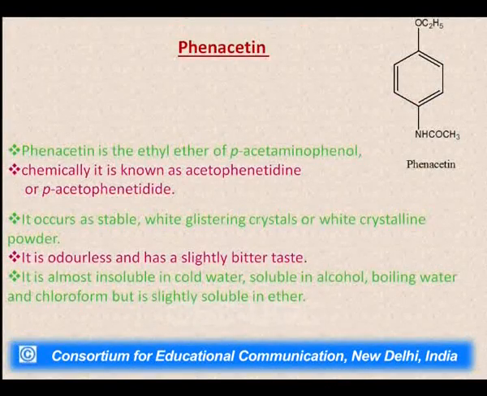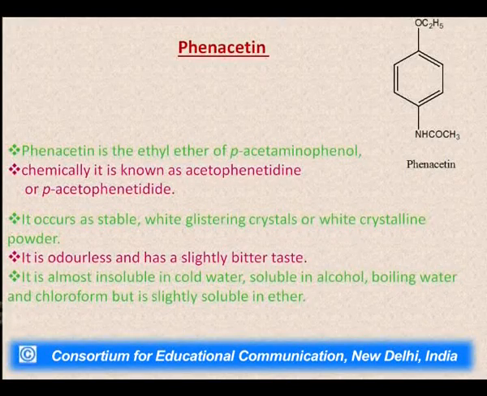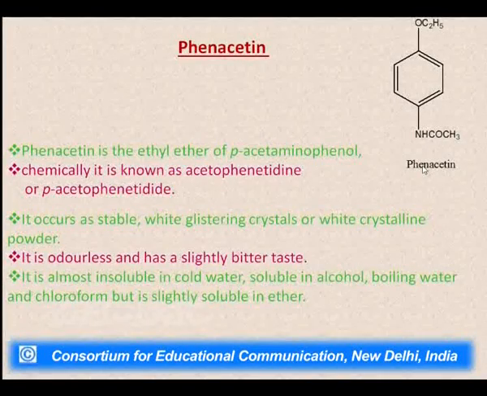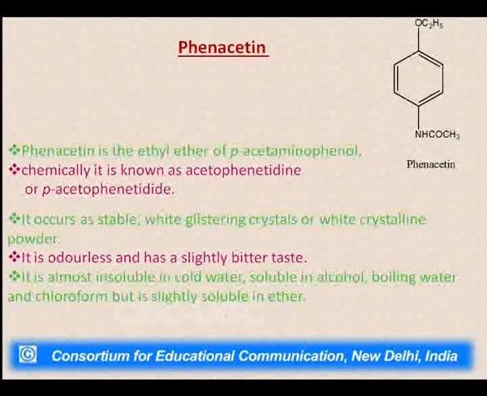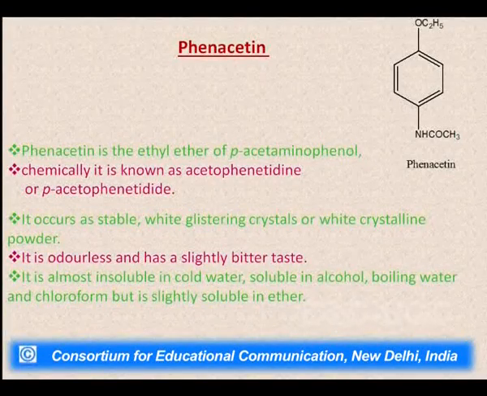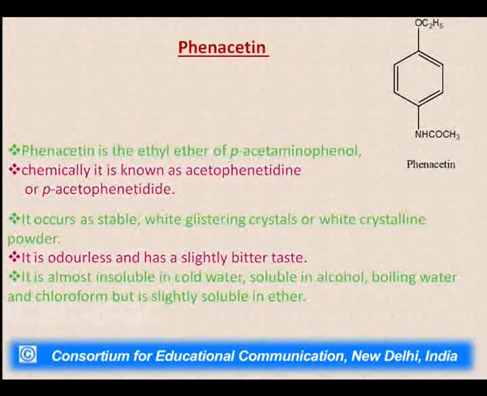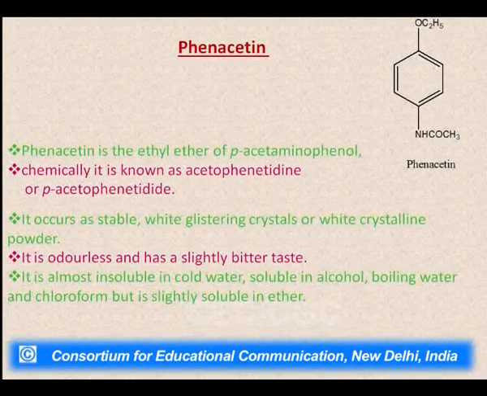Then the second individual member of the antipyretic analgesics is phenacetin. This phenacetin is the ethyl ether of para-acetaminophenol. Chemically it is known as acetophenetidine or para-acetophenetidine. It occurs as stable white glistening crystals or white crystalline powder. It is odorless and has a slightly bitter taste. It is almost insoluble in cold water. It is soluble in alcohol, boiling water and chloroform, and slightly soluble in water.